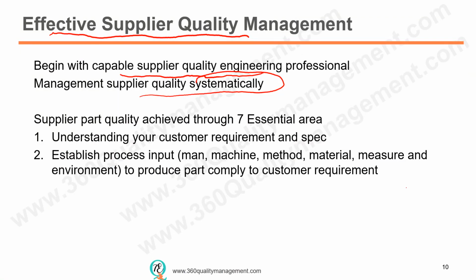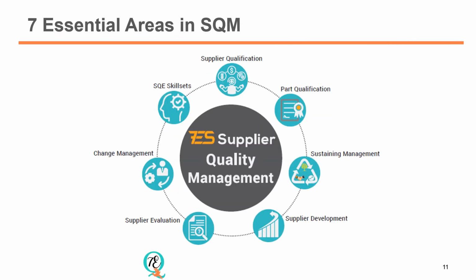Supplier's part quality is actually achieved through the 7 essential parts, and there are 2 things that you must keep in mind: you have to understand the customer's requirement and specs, and then ensure that suppliers establish the process inputs and also control those process inputs to produce parts that comply with the customer's requirement.